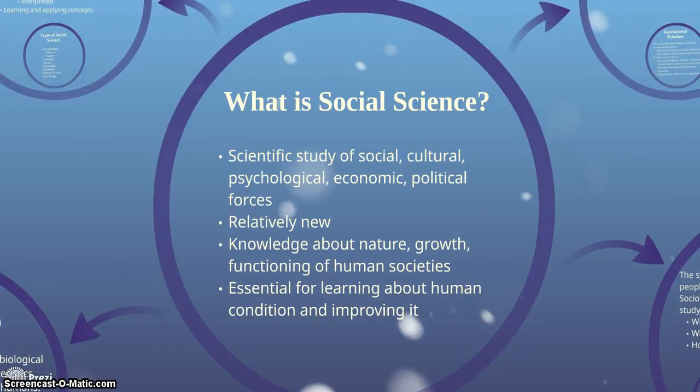Social science is a scientific study of social, cultural, psychological, economic, and political forces. It's a relatively new field of human knowledge. It also includes knowledge about nature, growth, and functioning of human societies. It's essential for learning about the human condition and improving it.